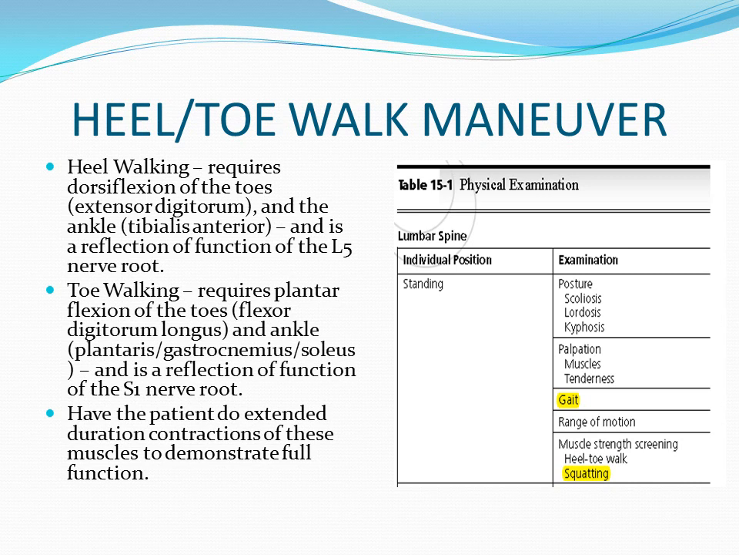So, in order to assess the heel and toe walk maneuver, have the patient do extended duration contractions of these muscles in order to demonstrate full function. And a grading of 5, or a normal grade, would indicate the capacity to do 10 repetitions of both heel walking and toe walking. Okay?